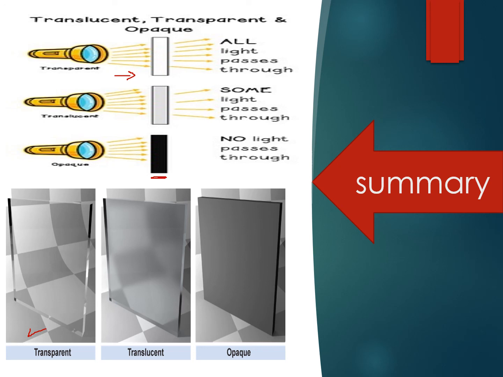So transparent, like this glass, we can see clearly. Translucent or semi-transparent, we see things but not clearly. Opaque material, we cannot see anything behind it because no light can pass through it.